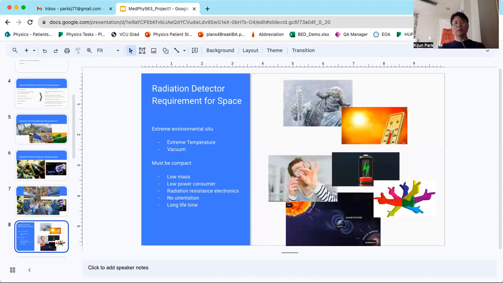And then it should have a long lifetime, as I mentioned, with low power. There is no outlet there, so you have to run on a battery or solar cell. So it runs for a long time, and you can't travel back and forth frequently to fix it or to improve the efficiency of the detector, something like that.